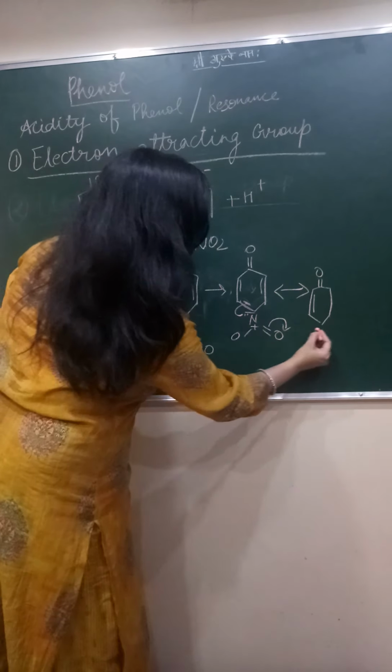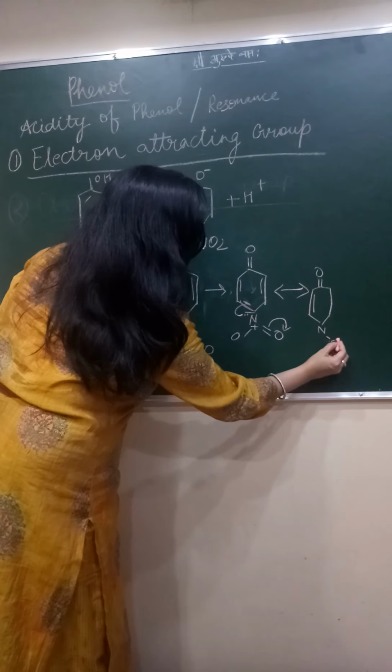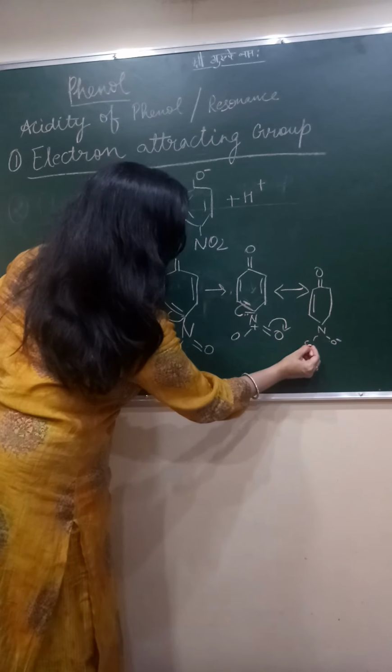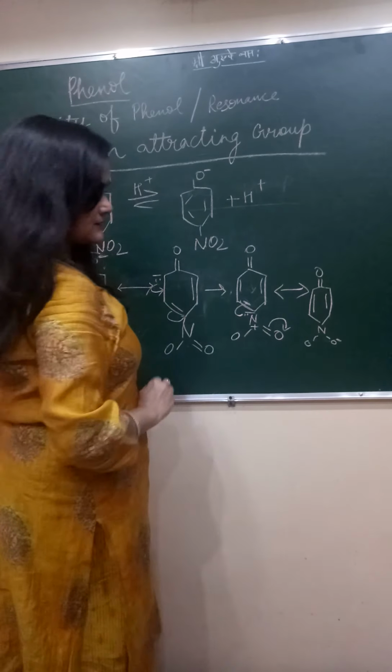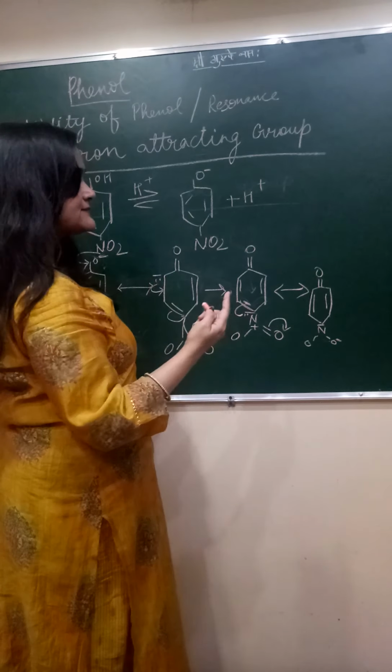In the next step, what will happen? N double bond O, not double bond O, the negative charge comes here, and it is like this, and it is like this. Now it has a lone pair of electrons. Now in the next step, what will happen?